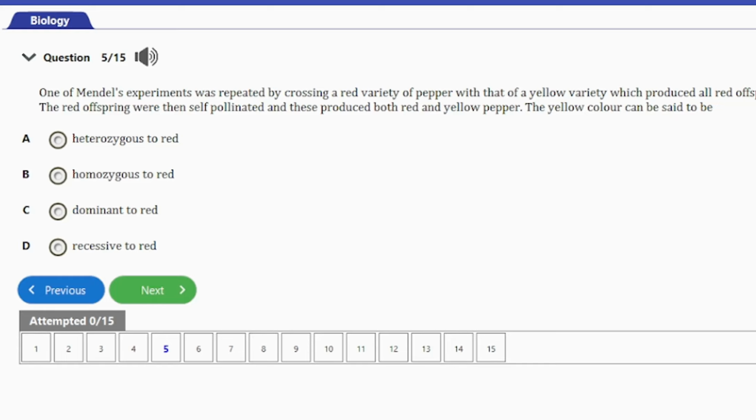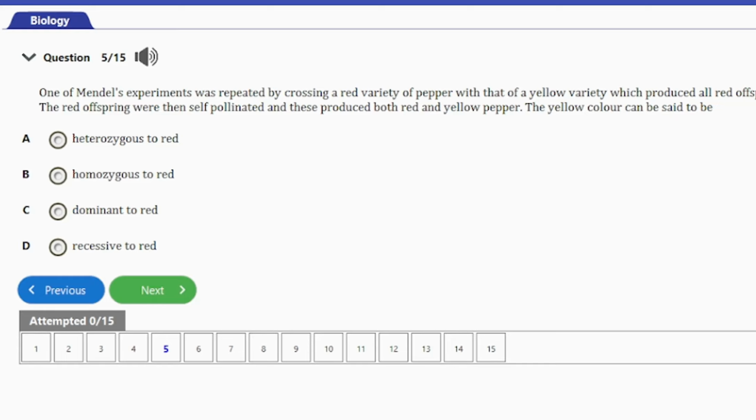It says here, one of Mendel's experiments was repeated by crossing a red variety of pepper with that of a yellow variety, which produced all red offspring. Then the red offsprings were self-pollinated, and these produce both red and yellow pepper. The yellow color can be said to be A, heterozygous to red, B, homozygous to red, C, dominant to red, D, recessive to red.